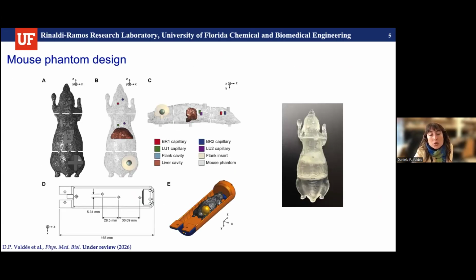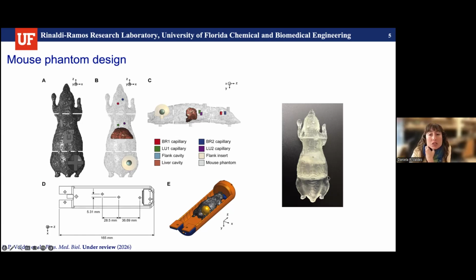So just to show you a little bit, all the results here are from a paper that's currently under review. This is the mouse phantom design that we're using, and the bed we're using to place the phantom. You may see we have two brain ports to place capillaries on it, two lung ports, one liver cavity, and one flank cavity. And this is how the phantom looks here on the right.